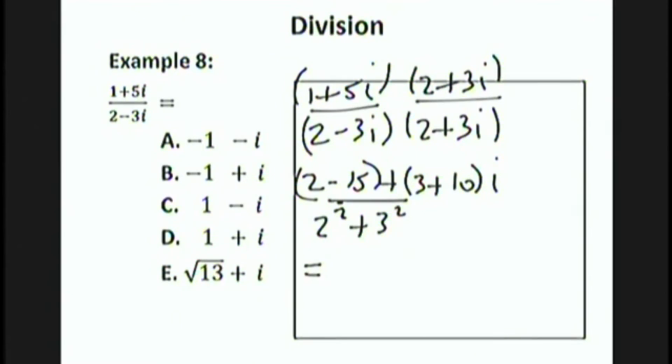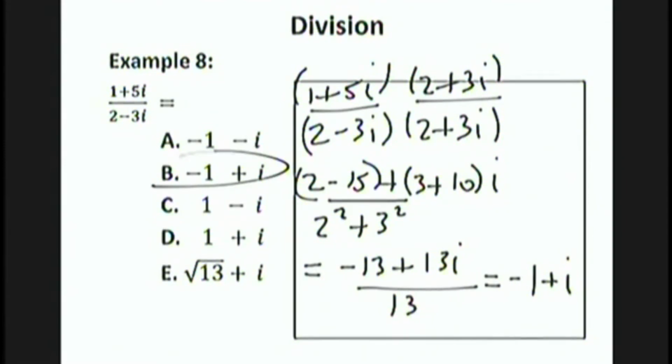So that simplifies to negative 13 plus 13i over 4 plus 9, which is also 13. Be careful how we split this up. 13 goes into negative 13 negative 1 times, and 13 goes into 13i 1i times. So the final answer is negative 1 plus i, which is choice B.